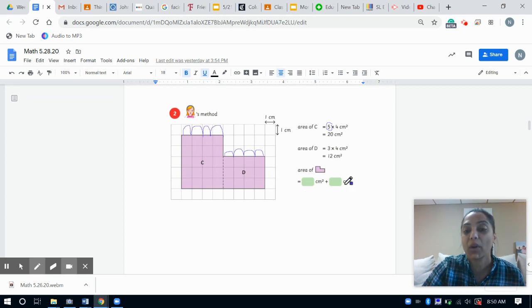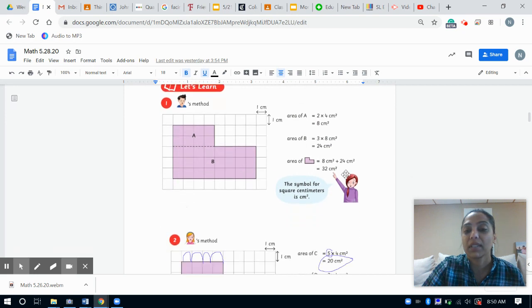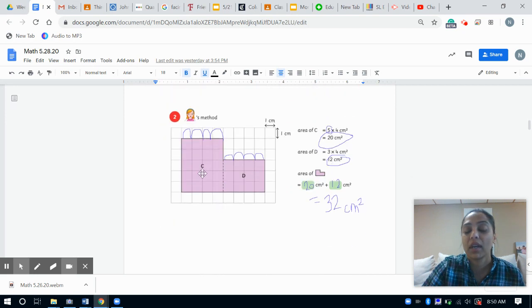So what are we going to add to find the area? We're going to add the 20 and the 12. So 20 plus 12 will give us 32 square centimeters. Okay, so that is the area. Notice that it did not change. If we look up here, it's the same, 32. Just because we're breaking it into different ways doesn't change the area of the shape. It's really important to note that.